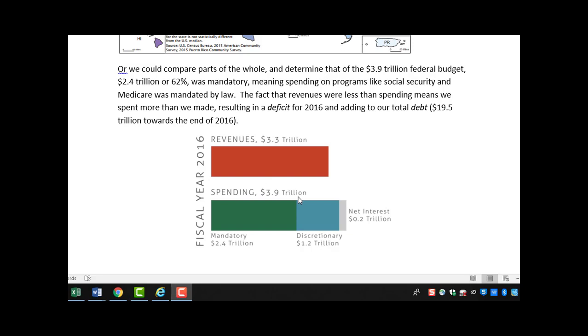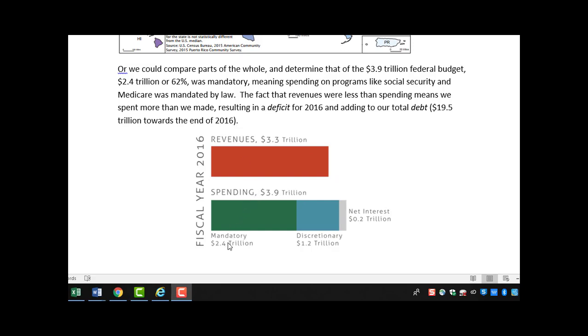Spending is what the government spent. You can notice that when you compare the amount of money that it took in revenues to the amount of money we spent, there's a gap. We spent more than we took in, and that's called a deficit.